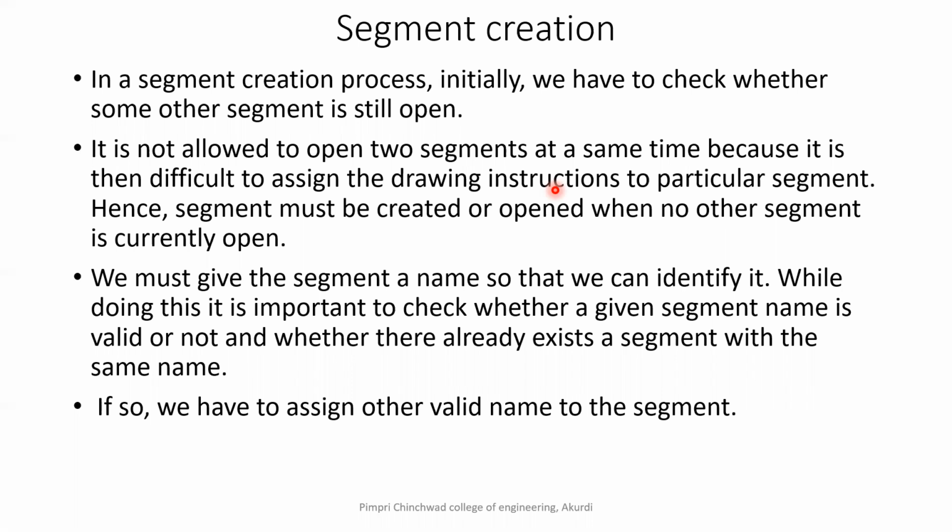Now, while opening a segment, we must give a name to that segment so that we can identify it. While doing this, it is also important to check whether a given segment name is valid or not, and whether there already exists a segment with the same name. We cannot give the same name to 2 different segments. So if the name is not valid, or if the name is already being used by some other existing segment, we have to assign another valid name to the segment.